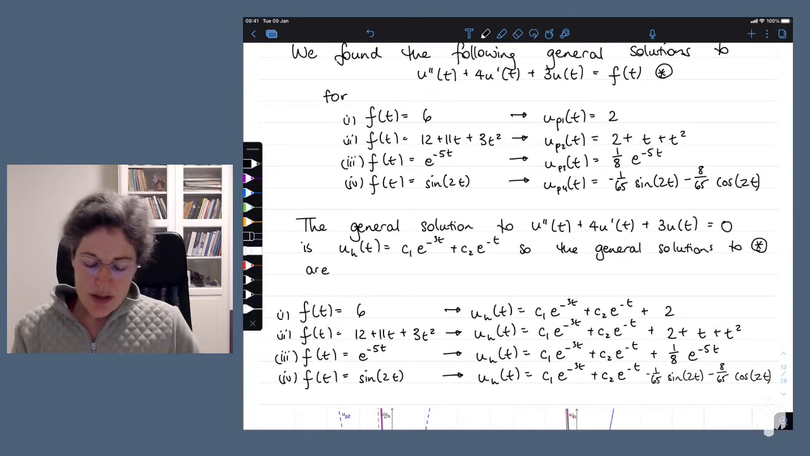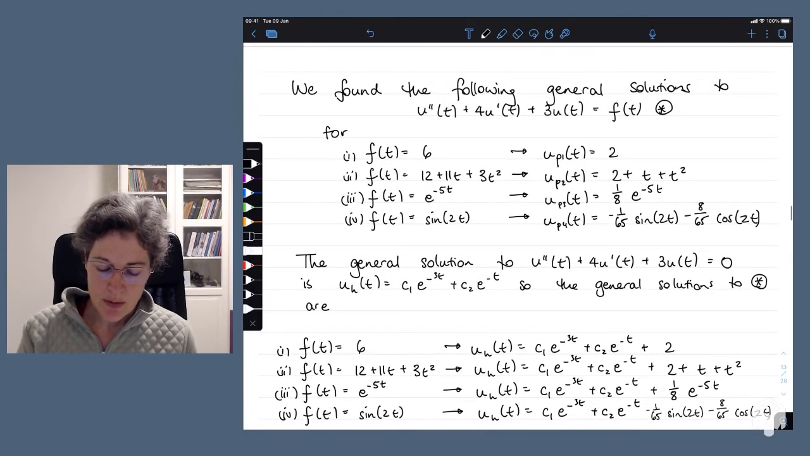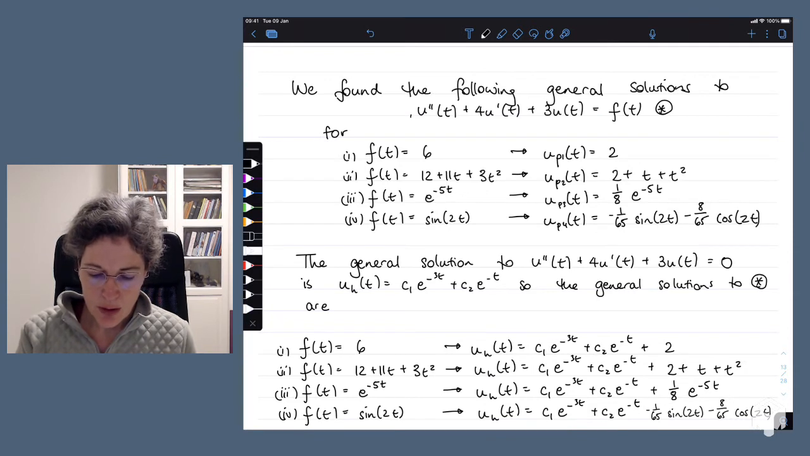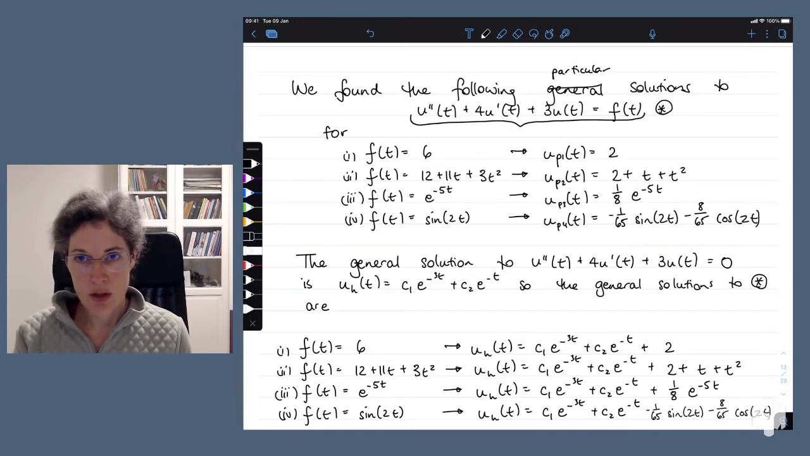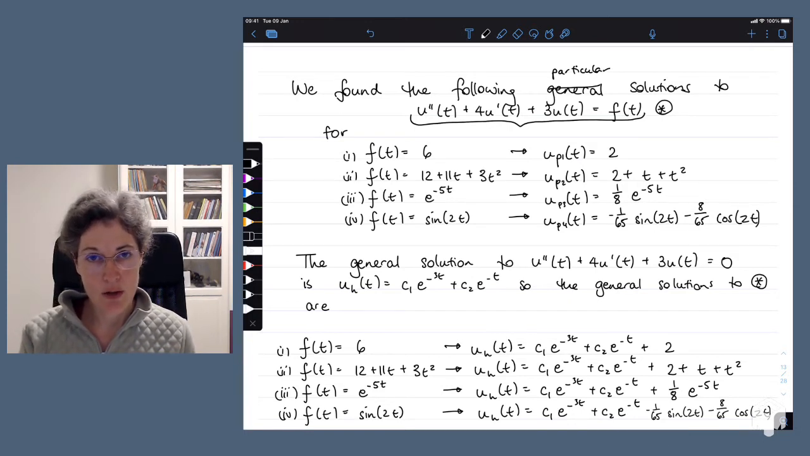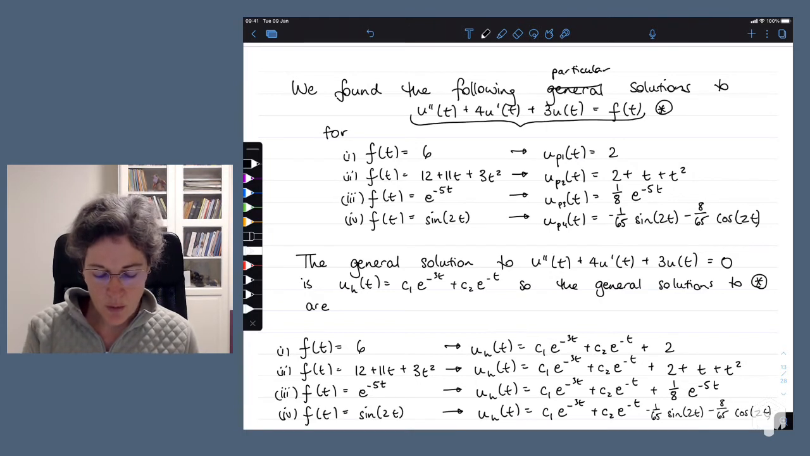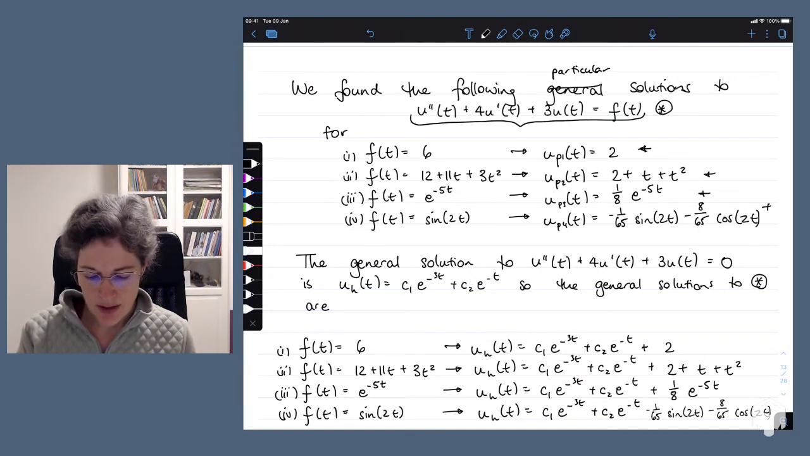Okay, so let's just summarize what we did. So far we've actually only found particular solutions to this differential equation here for different values of the driving function. So when our driving function was 6, we found this particular solution. When it was quadratic, we found this. Here's an exponential and here's an exponential.